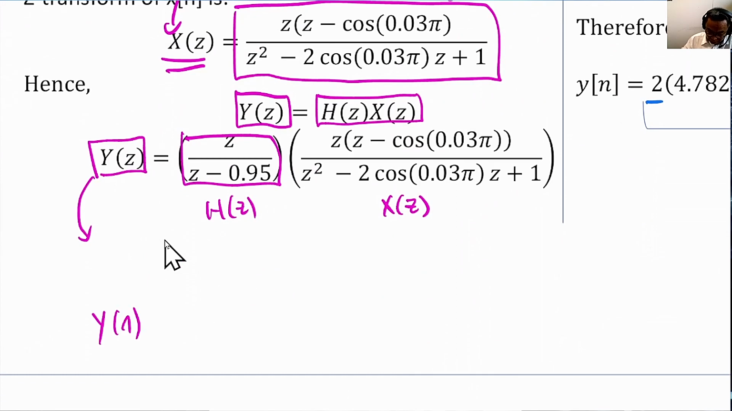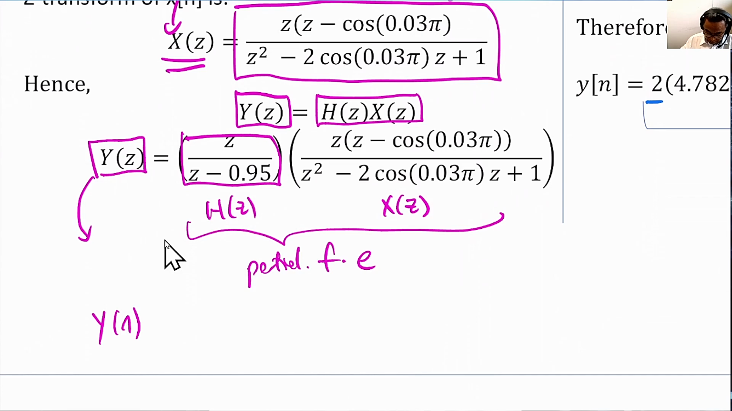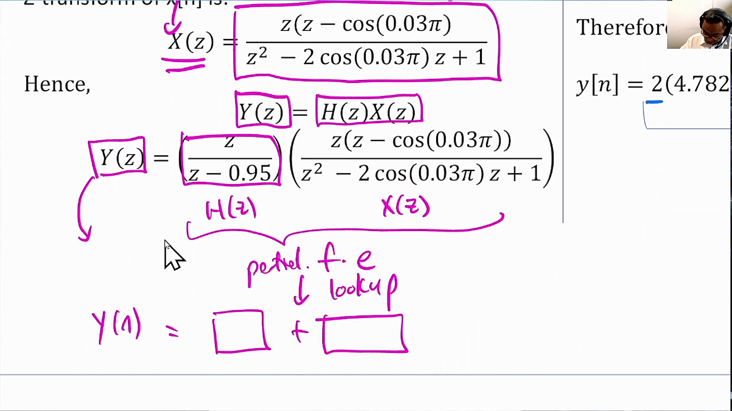Of course, there are two steps. One is to open this up by partial fraction expansion, and then finally look up, and then we will get y[n] in a few parts. One is the transient part and one is the steady state part. So this is what we are going to do.